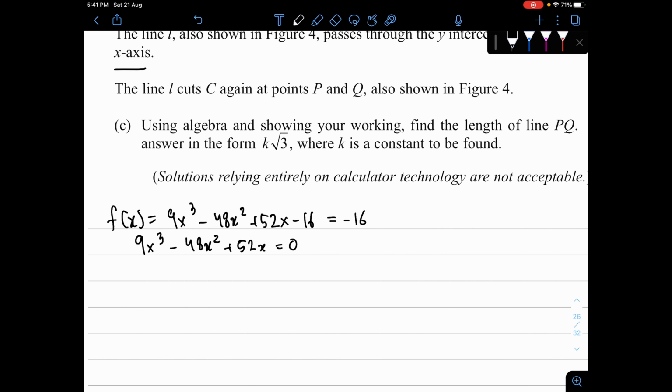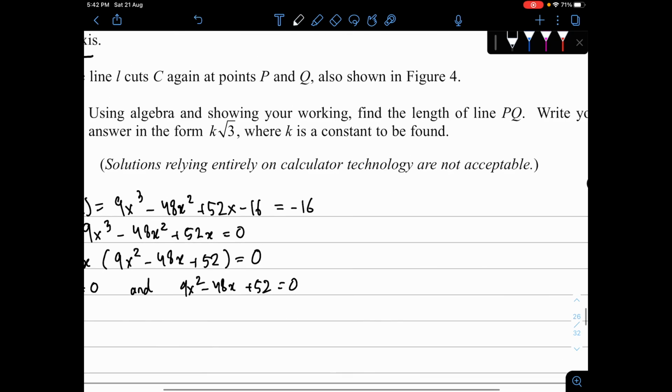So how can we simplify this? We can take x as a common factor. So x times 9x squared minus 48x plus 52 equals 0. So now what do we do? We know that either x equals 0 or 9x squared minus 48x plus 52 equals 0. We're not concerned with x equals 0, so we can just leave it.